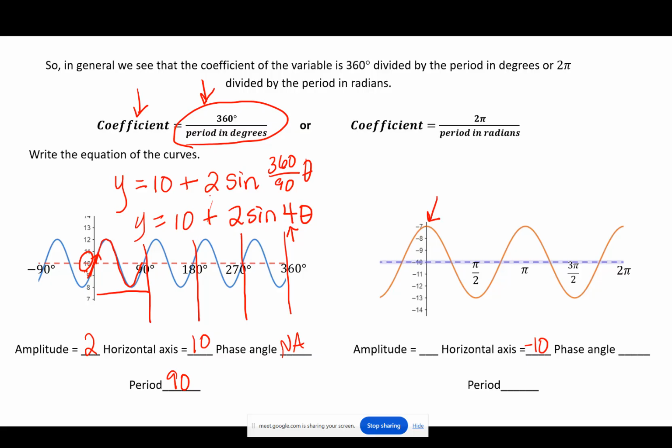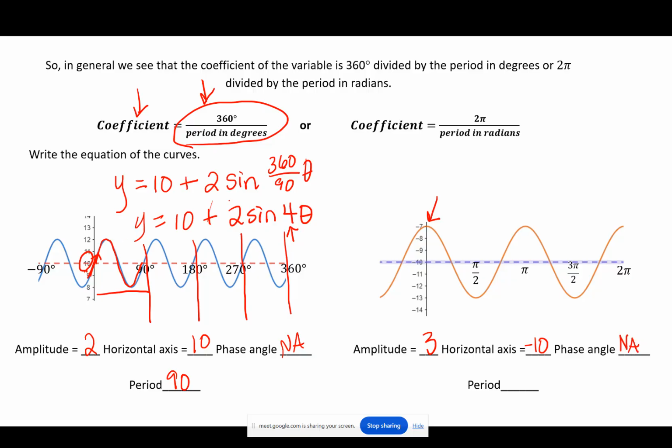We can see that it goes up to negative 7 and down to negative 13, which means that the amplitude is 3 because negative 7 is 3 away from negative 10, and negative 13 is also 3 away from negative 10. There is no phase angle. As I said, they're not going to do a phase angle and a period at the same time, so not applicable.